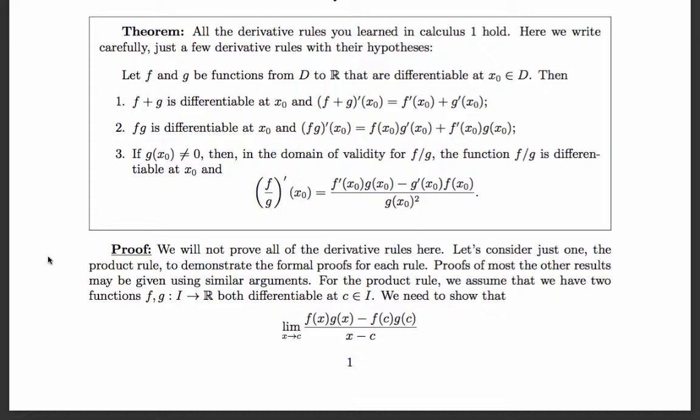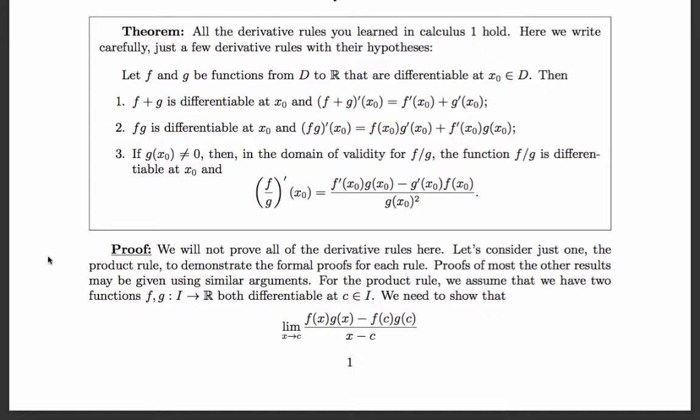Actually, we'll prove the product rule. The quotient rule, you can find the proof of in your book. And of course, the summation rule just comes by the fact that limits can be distributed across sums when the limits exist. So, let's prove the product rule.